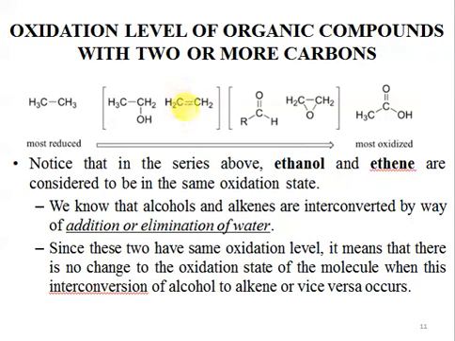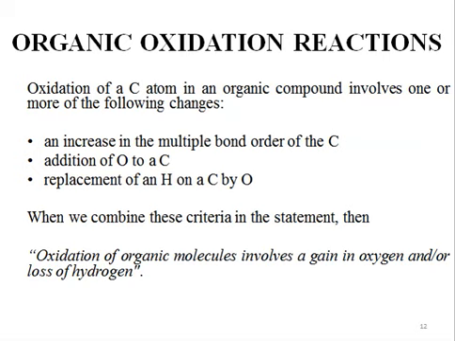Here we have created a double bond, so the multiple bond order has increased. So this is again an oxidation reaction, right? And if we introduce an oxygen into the system, like epoxide or aldehyde or alcohol, that's also an example of an oxidation reaction, right? So by combining all of these three parameters: an increase in multiple bond order occurs by elimination of hydrogen, or the addition of oxygen to carbon, or replacement of hydrogen directly attached on carbon by oxygen.